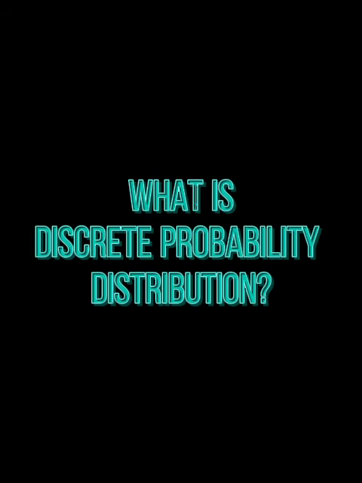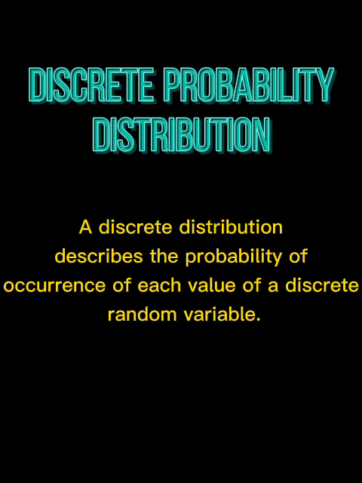Hello, I'm Geofrey Delfino, and today I will discuss Chapter 4, Section 4.3, which is more on discrete probability distribution. So what is discrete probability distribution? According to the internet, a discrete distribution describes the probability of occurrence of each value of the discrete random variable.